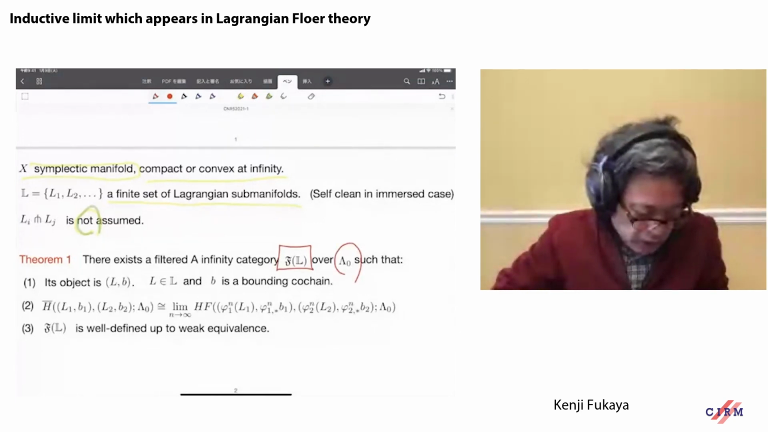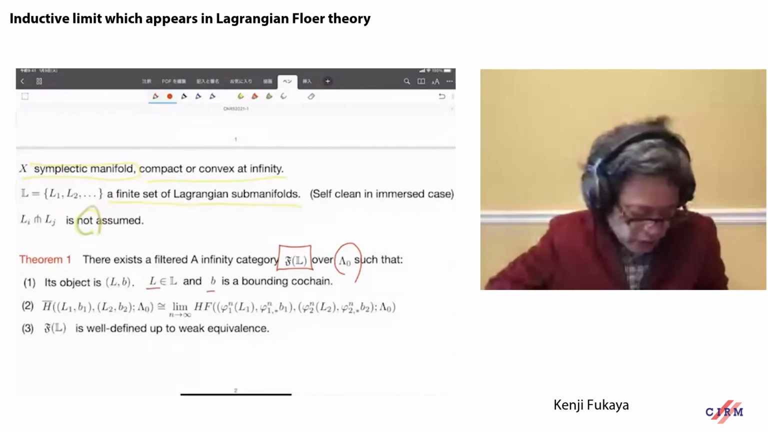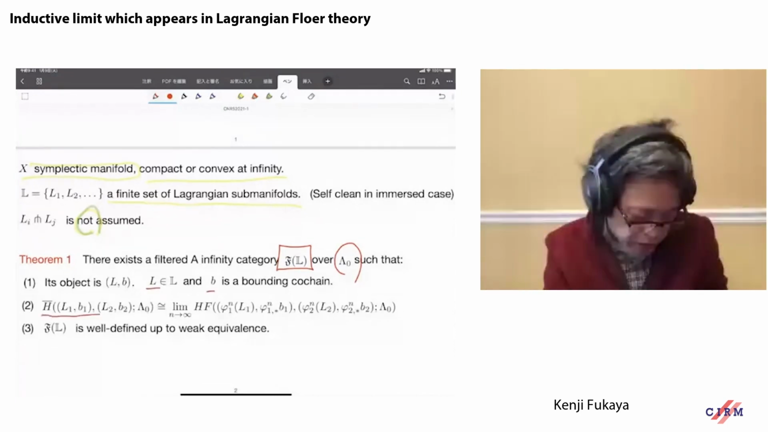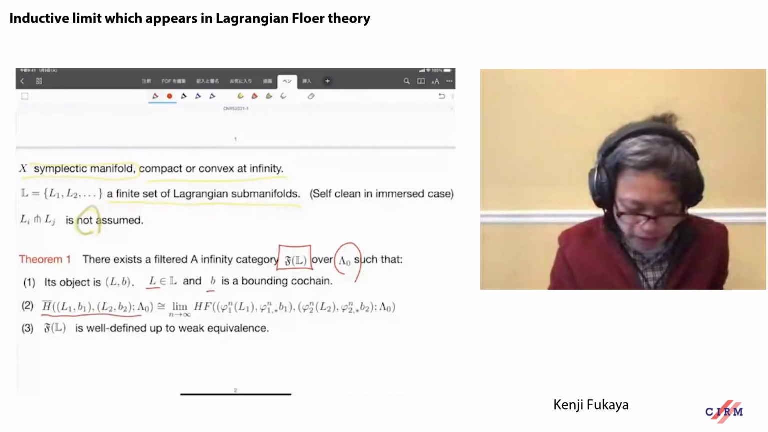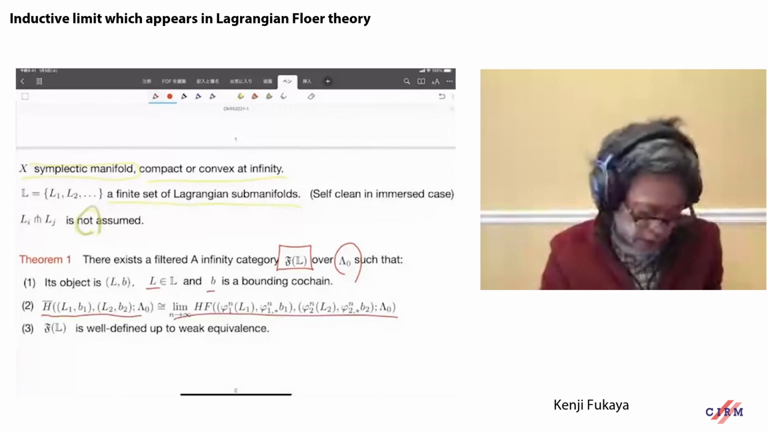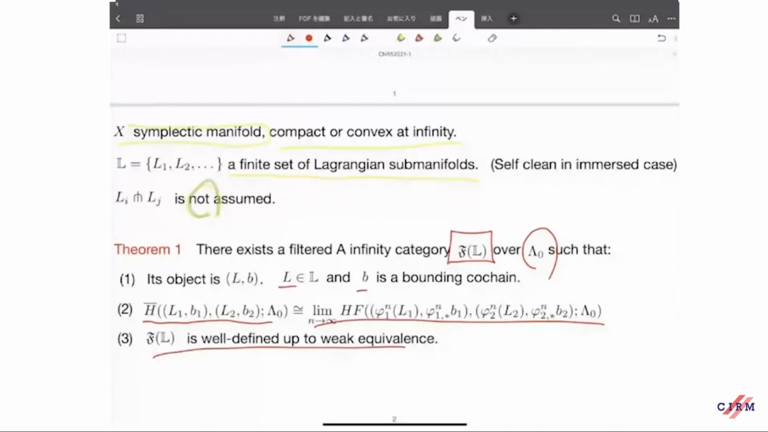So that its objects are Lagrangian submanifolds and bounding cochains. And it's a so-called completed homology of the morphism spaces. It's some kind of inductive limit of Floer homology, which I will soon explain. And this is well defined up to weak equivalence. So what does this mean?